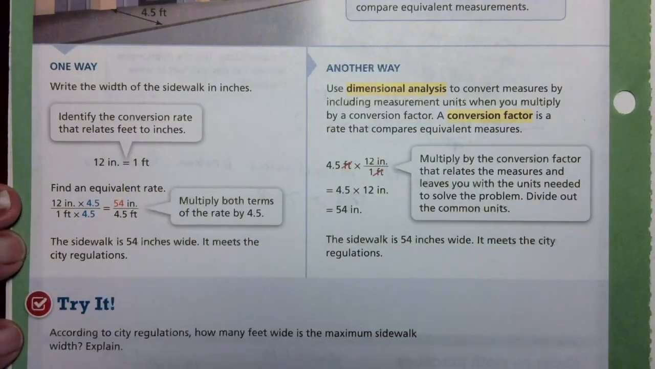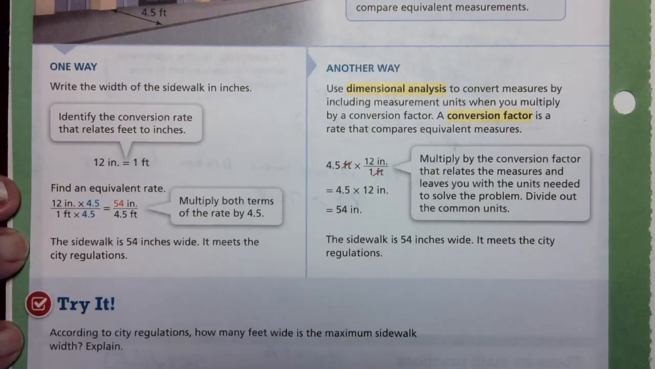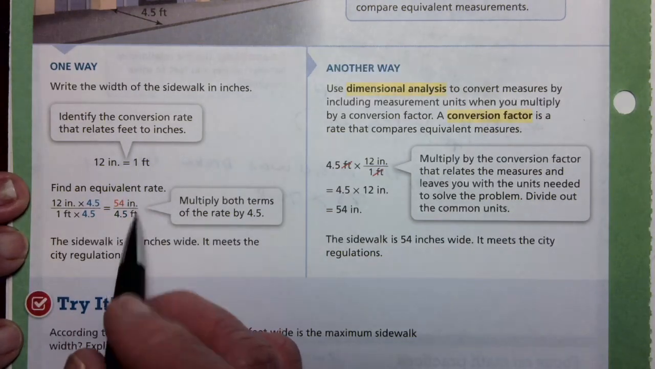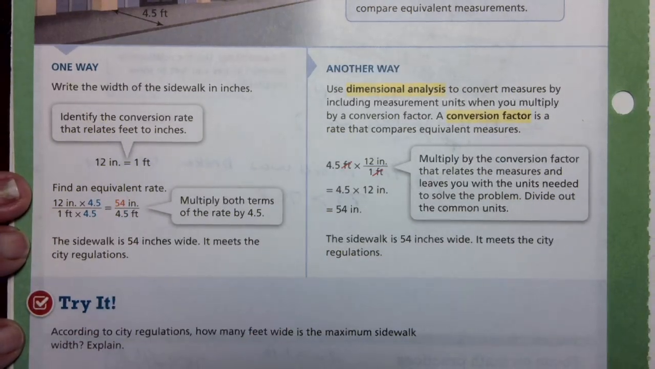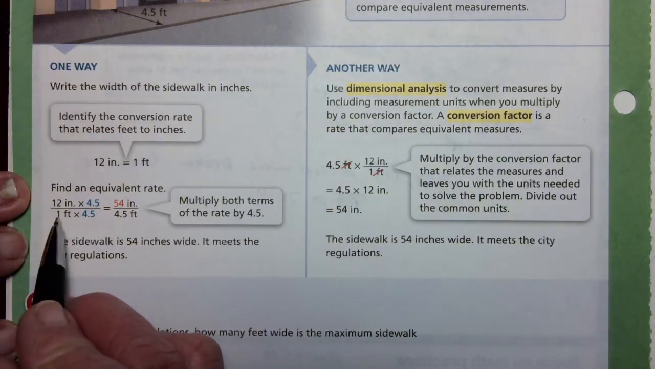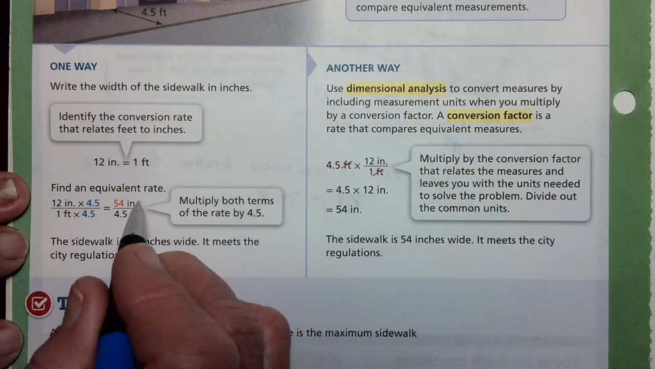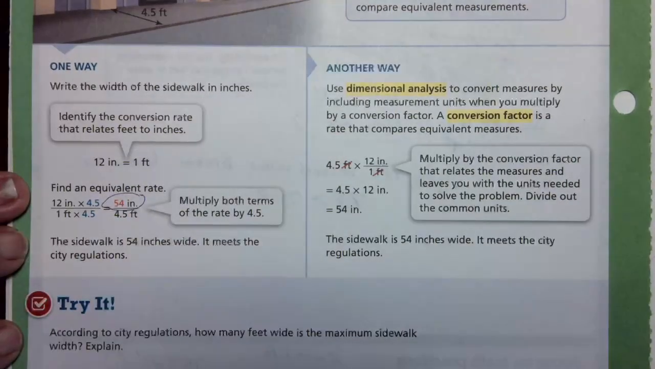It says we're going to write the width of the sidewalk in inches. Identify the conversion rate. That's this one right here, the fact. Find an equivalent rate. And they ended up with 54 in 4.5 feet. They took their fact and said, we want 4.5 feet instead of 1 foot. So they multiplied top and bottom by 4.5. And there's their answer, 54 inches right there.